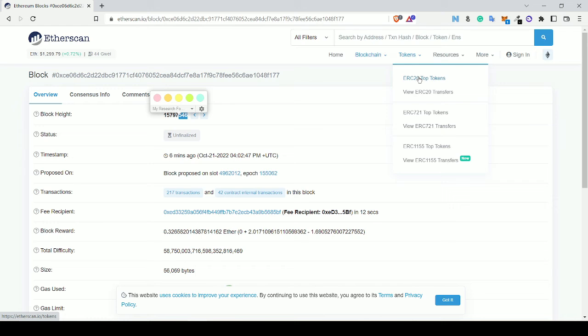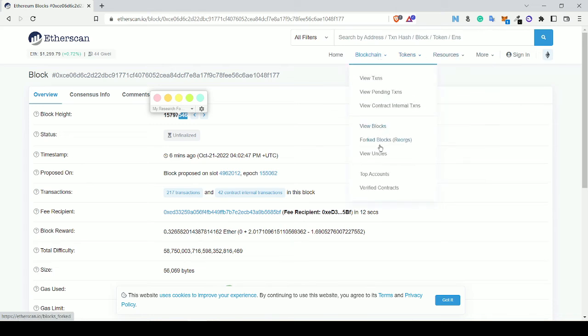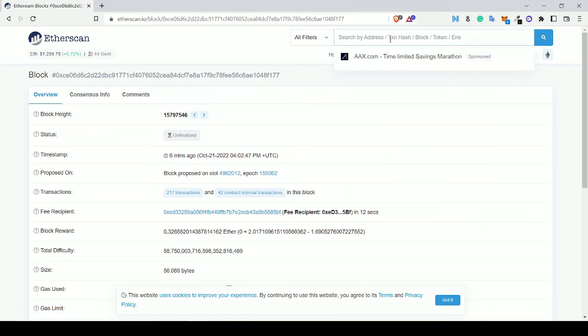Okay, if you want to learn about ERC20 tokens, definitely this is not a part of this particular course. We will talk about this in our Solidity course. And let's say you want to search for a particular address, you simply have to type that address here, and you can learn about that particular account address, that particular block, the transaction hash, anything. If you have a transaction hash, block, token, or anything, you can have a look at it. Okay, so that's great, right?